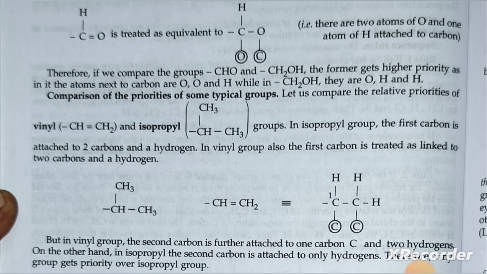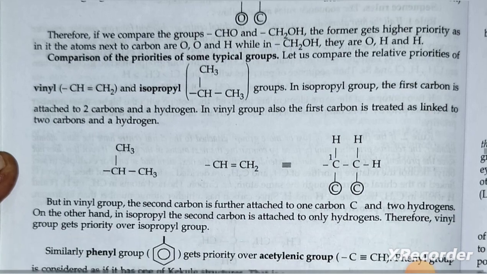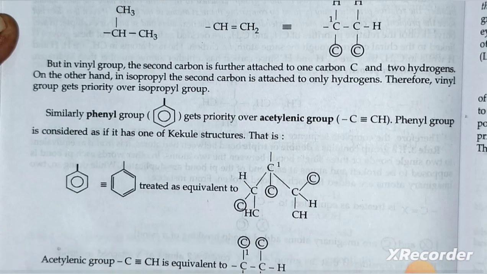Comparison of the priorities of some typical groups. Let us compare the relative priorities of vinyl, CH double bond CH2, and isopropyl group. In the isopropyl group, the first carbon is attached to two carbon and a hydrogen. In the vinyl group, also, the first carbon is treated as linked to two carbon and a hydrogen. But in the vinyl group, the second carbon is further attached to one carbon and two hydrogen, whereas in isopropyl, the second carbon is attached to only hydrogen. Therefore, the vinyl group gets priority over the isopropyl group. Similarly, the phenyl group gets priority over the acetylenic group.